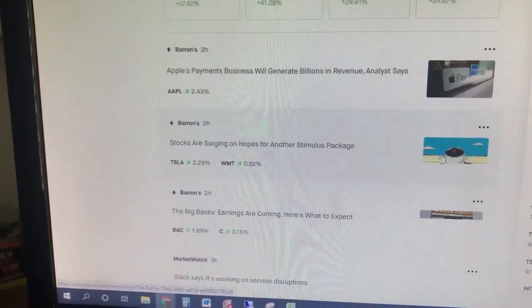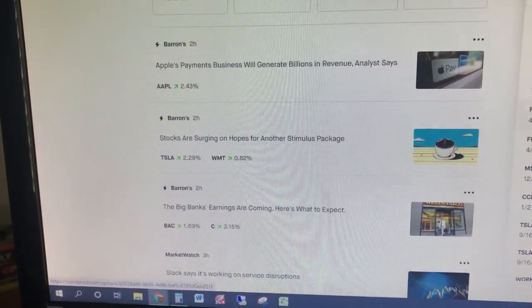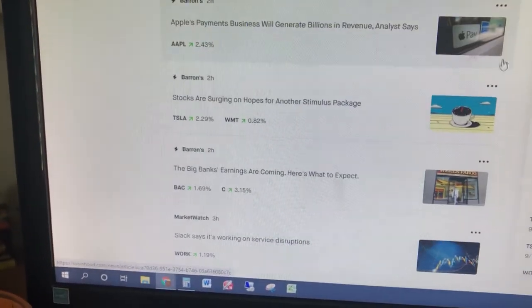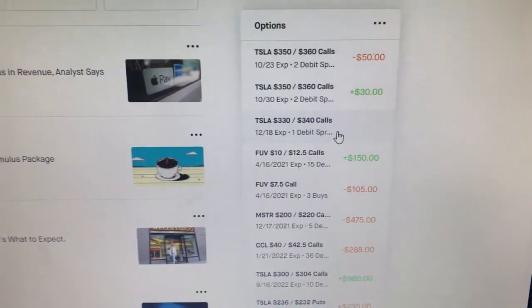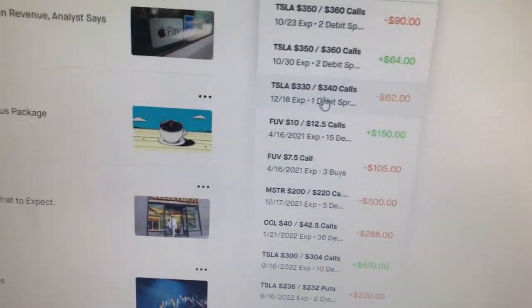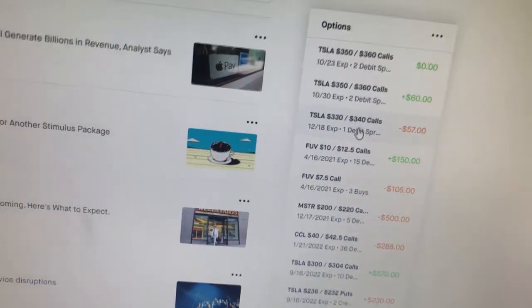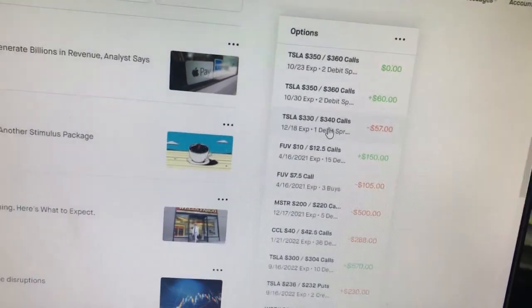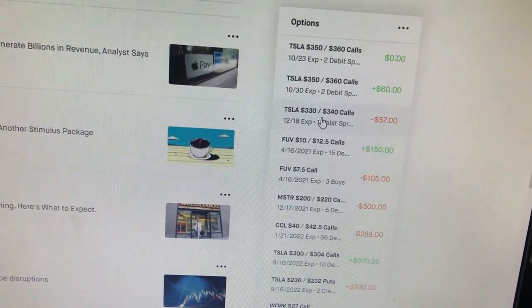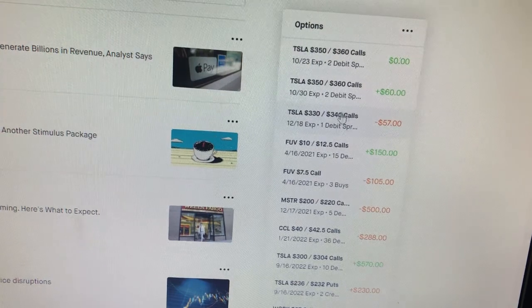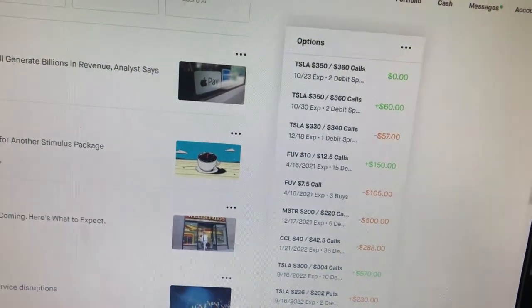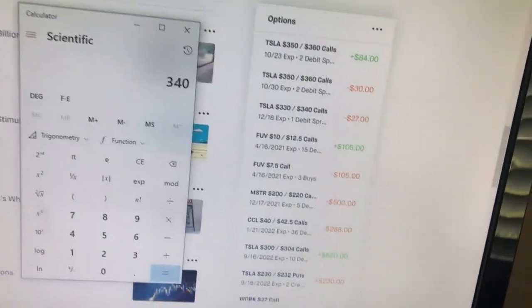I think it executed. Oh, it did. Okay, sweet. There it goes. I got it. Okay, so yeah, I got this spread here, and we know that there's the difference between the two. You buy the lower strike, 330, and you sell the higher strike, 340. My max profit is 10.